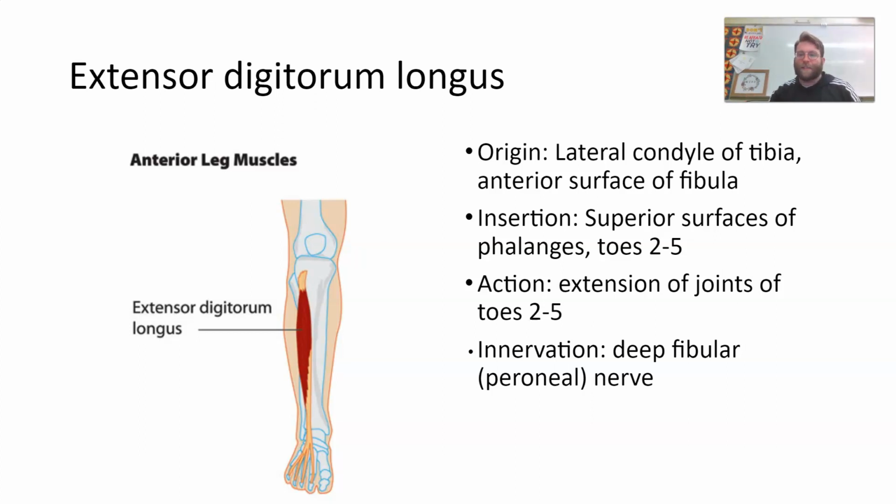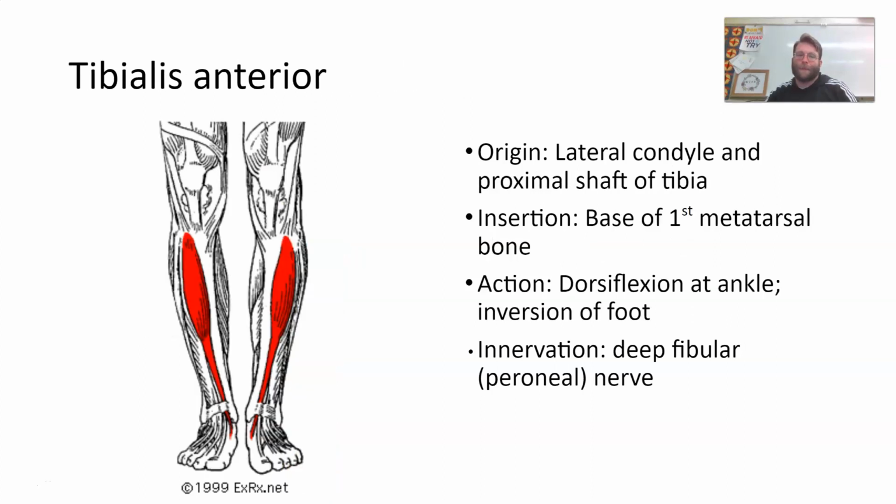So it actually inserts and goes all the way down to those distal phalanges of the toe. And so what this allows you to do then is to extend the joints of your toes. So it actually allows you to make your toes go up and out. So instead of curling your toes, like pulling them under, it's actually making them extend. So extensor, extending, digitorum, your digits, longus, it's a long muscle. It runs the entire length of your tibia.